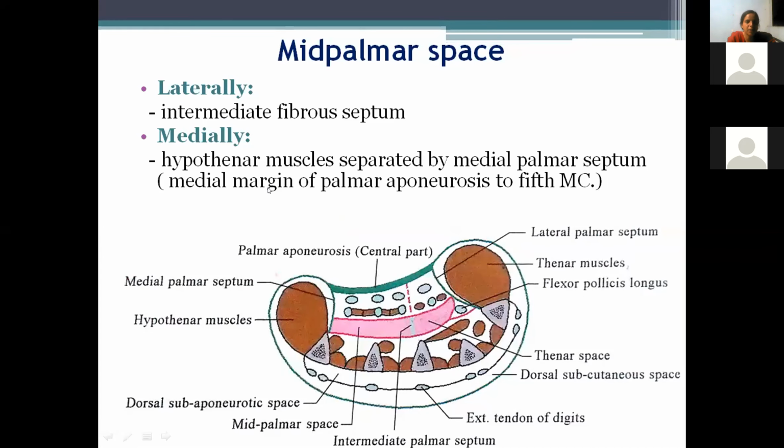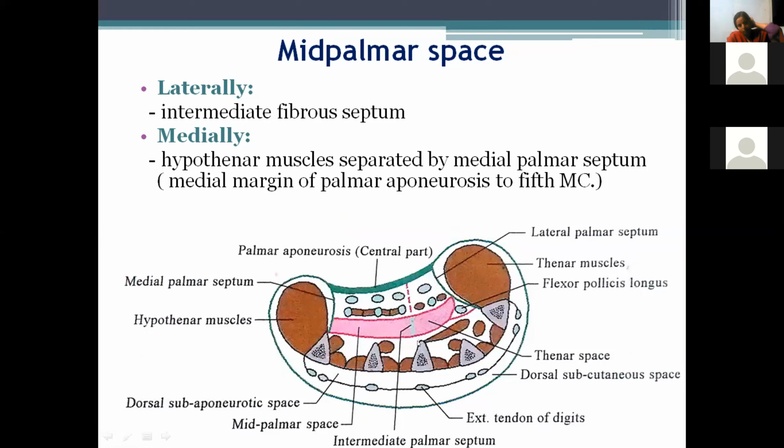Now, coming to the lateral, this is our space, right? So this becomes the lateral boundary. Towards the thumb is lateral and towards the little finger is medial. So towards the lateral side, you have a partition septum, which is like the dotted line shown here. You call it the intermediate fibrous septum.